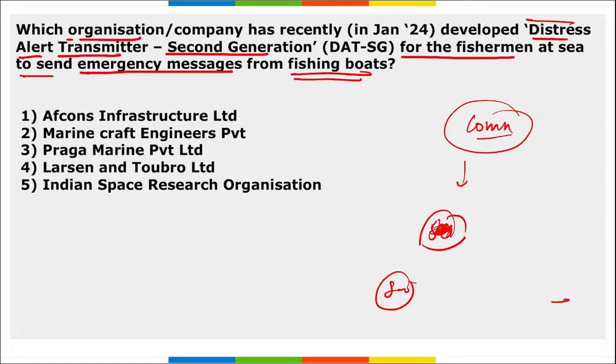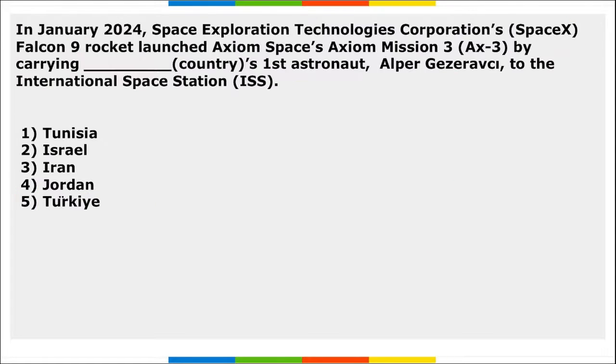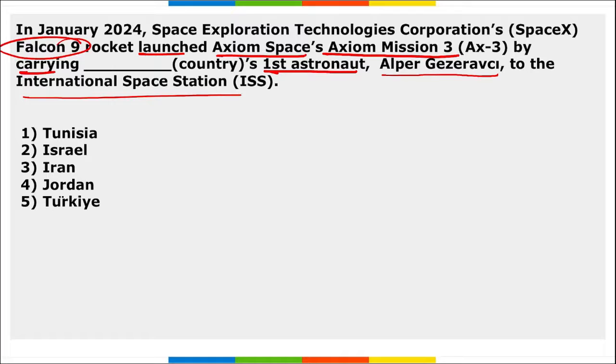The question asked here is, this communication device was developed by whom? This was developed by ISRO, right? And it is basically to help the fishermen to send emergency messages from their fishing boats at sea. Next is, the SpaceX Falcon 9 rocket launched Axiom Space's Axiom Mission 3 by carrying a country's first astronaut, Alper Gezeravci, to the International Space Station.